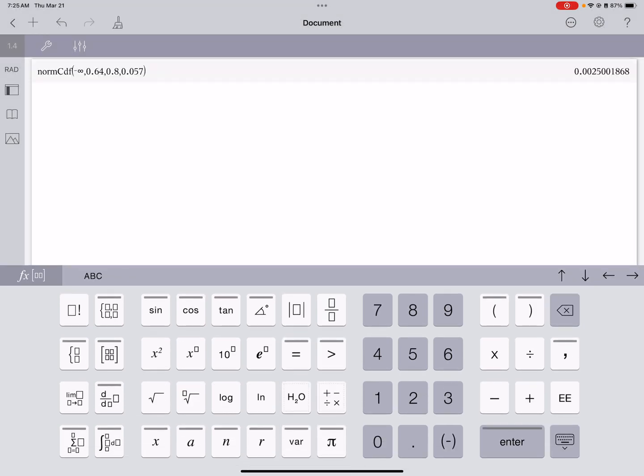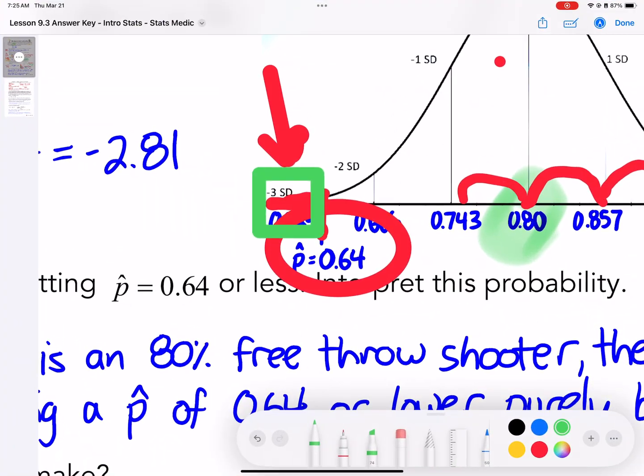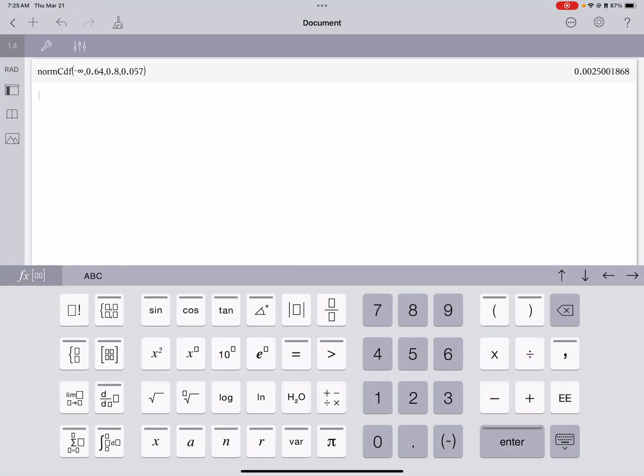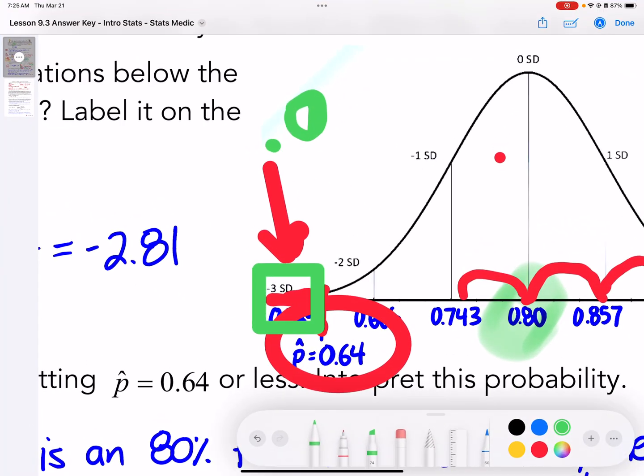And so we found a probability of about 0.025. So we found that this area right here is about 0.025 or 0.03. Did I get it right? 2 zeros, there we go. 0.0025. So about that.